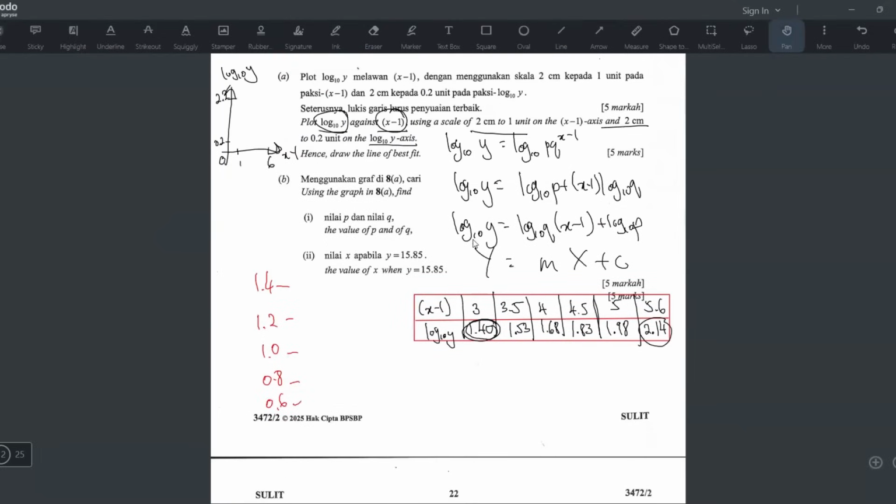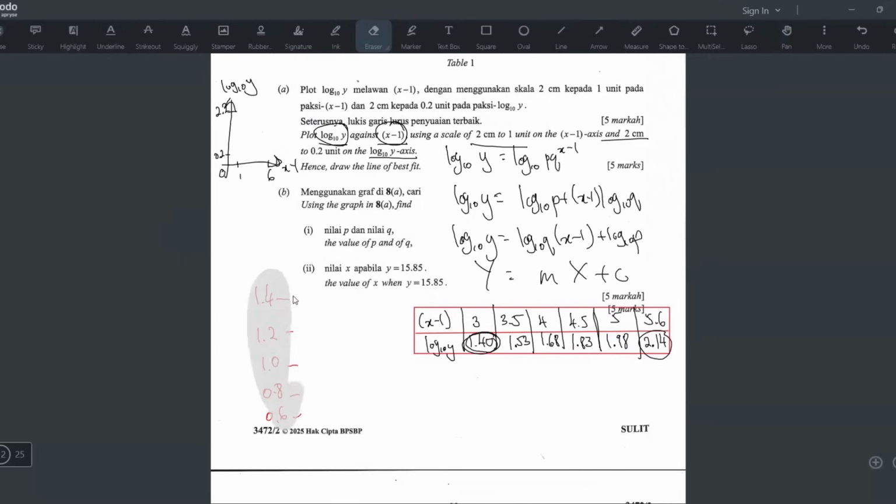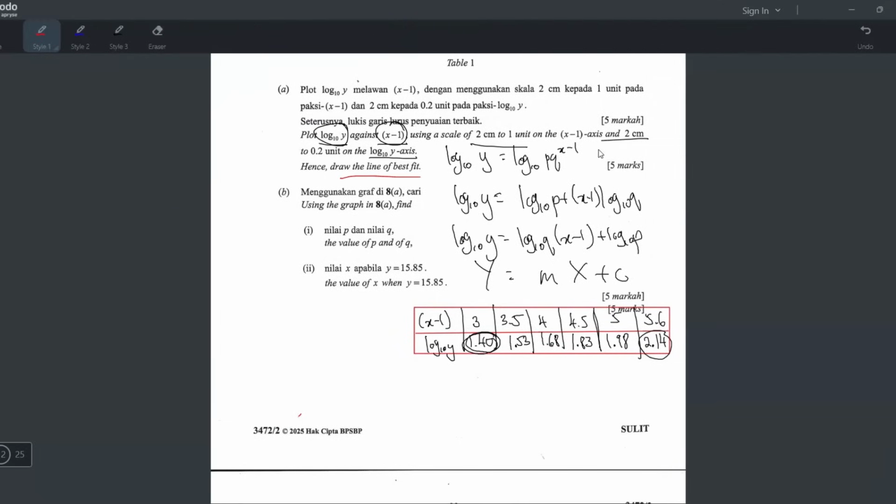Now we can do B. Okay, so this one can erase already. Okay, so part A done, right? Draw the line of best fit, 5 marks. Okay, done already. Now let's do B1.